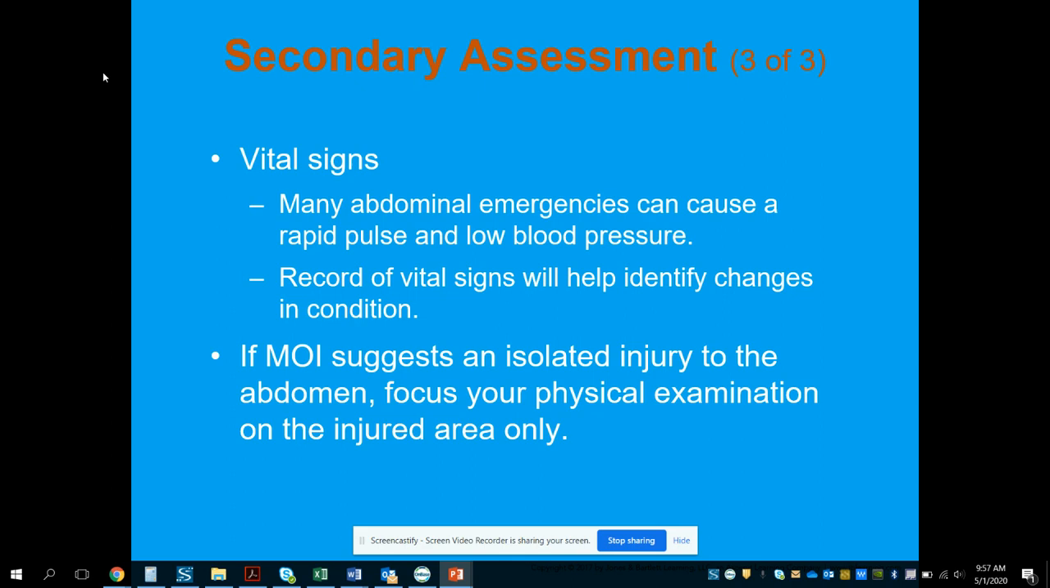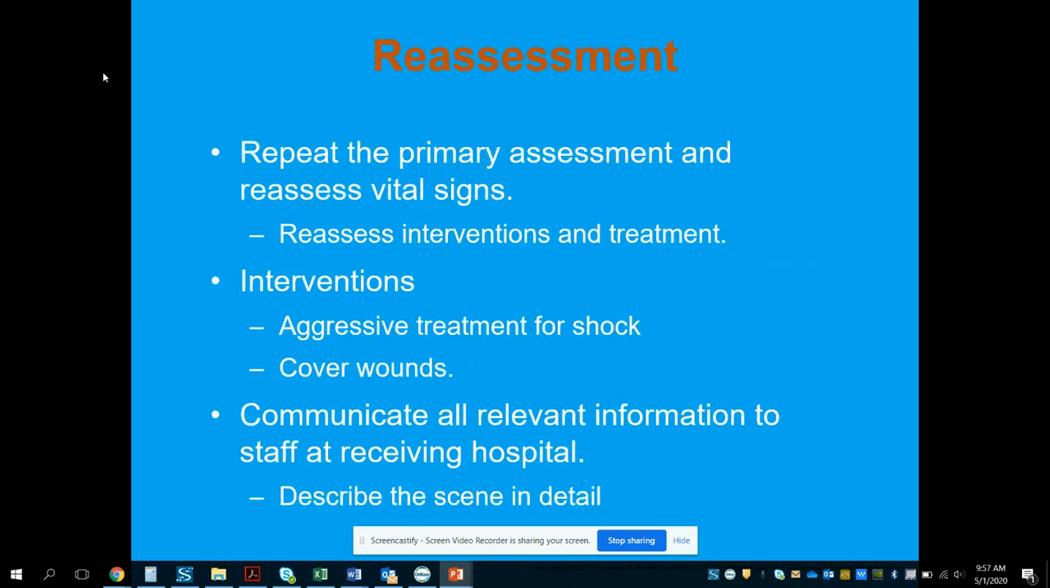If the mechanism of injury suggests an isolated injury to the abdomen, then you would focus your physical exam there just as you would with any isolated injury, but otherwise it will be the full body secondary assessment looking for DCAP-BTLS at all parts of the body.